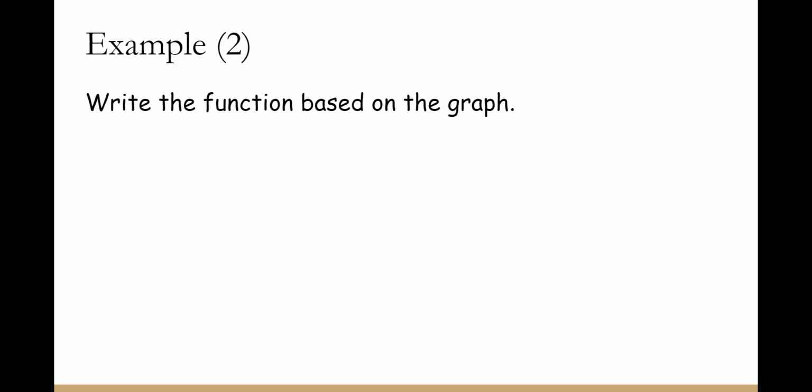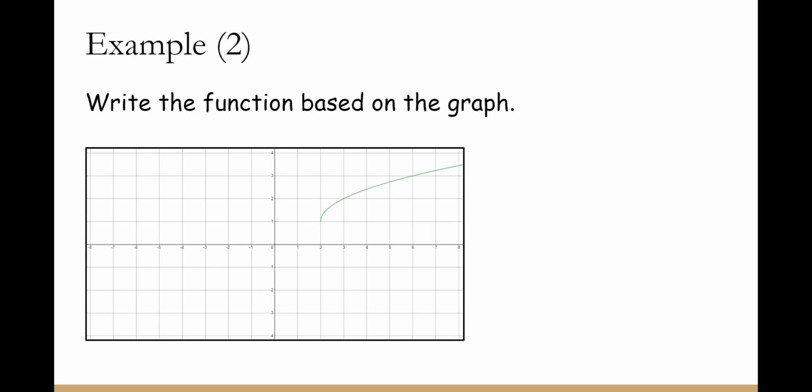For our second example, write the function based on the graph. So we are given this graph, and we know that on the original graph of y is equal to square root of x, its starting point lies at the origin, which is 0, 0. And here we can see that the starting point of this function is at the coordinate of 2, 1, so that we know that the function was shifted 2 units to the right and 1 unit up. And from that, we can write this function: y is equal to square root of x minus 2 plus 1.